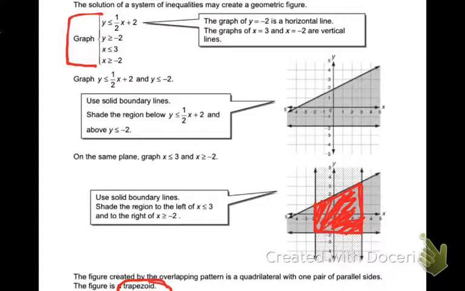So these problems are no tougher, really. The only difference is you're going to have more than 2 to graph. So you might have 3, 4, maybe even 5 of them to graph, and to kind of say what type of geometric shape it makes.